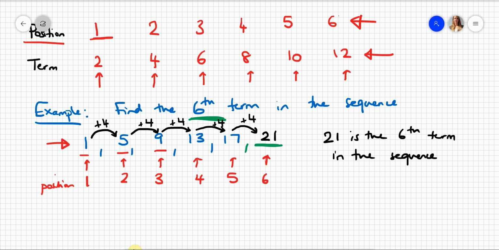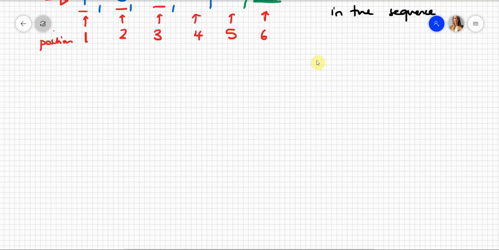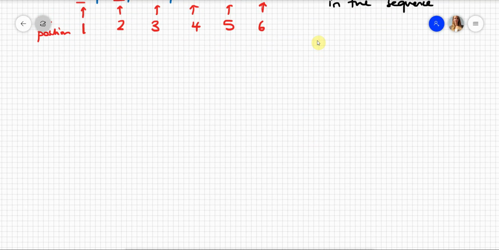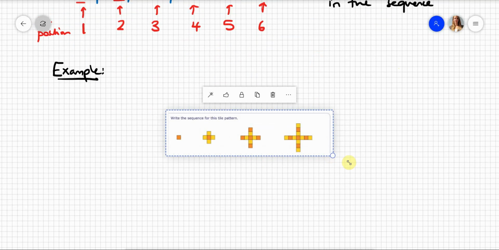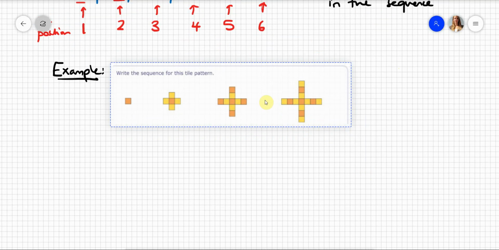Sometimes we can find patterns in geometric shapes, like I said before. So we're going to do an example like that next. Here we've got a tile pattern, and we need to write the sequence down. So what is the sequence for this tile pattern?